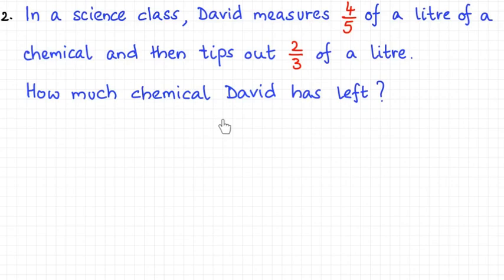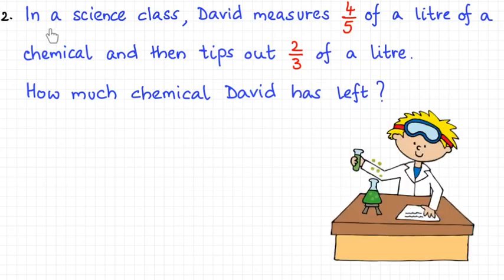Now let's look at a problem involving subtraction. In a science class, David measures 4/5 of a liter of a chemical and then tips out 2/3 of a liter. How much chemical does David have left? To begin with, we know that David starts with 4/5 of a liter of a chemical and then tips out, that is, takes away 2/3 of a liter of the chemical.